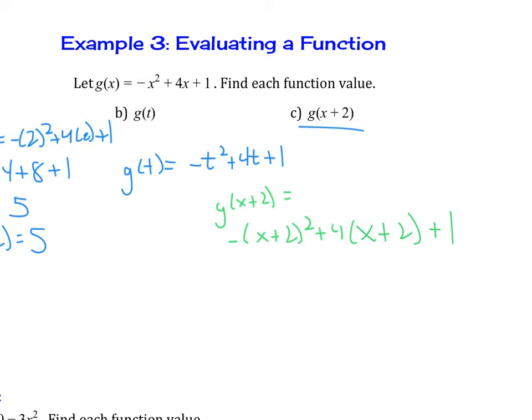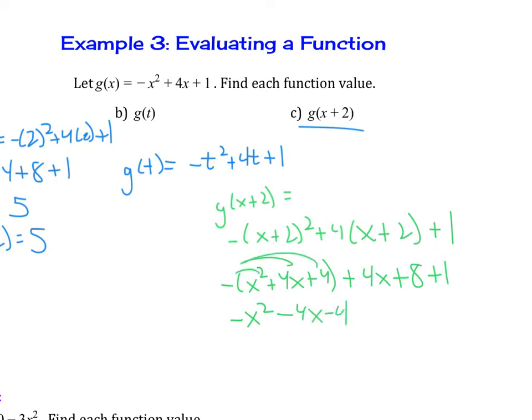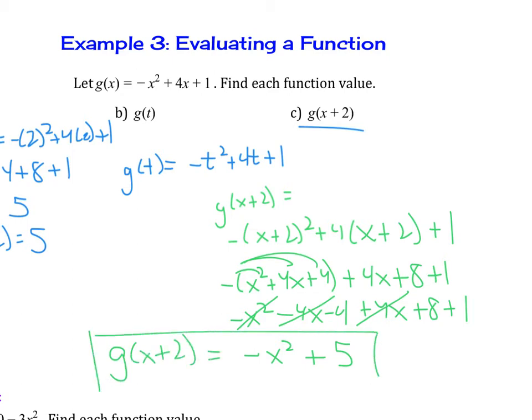Then you need to simplify. So this is negative x squared plus 4x plus 4 plus 4x plus 8 plus 1. Then you simplify further. Negative x squared, minus 4x, sorry, minus 4x minus 4, because I'm distributing the negative first, and then plus 4x plus 8 plus 1. So let's simplify all the way. Negative x squared, negative 4x plus 4x goes away, and then negative 4 plus 8 is 4, 4 plus 1 is 5. So g of x plus 2 equals negative x squared plus 5.